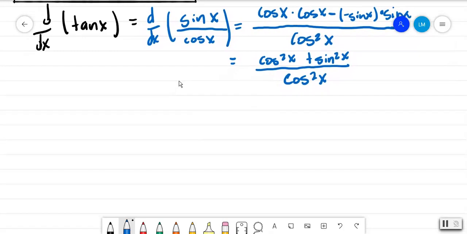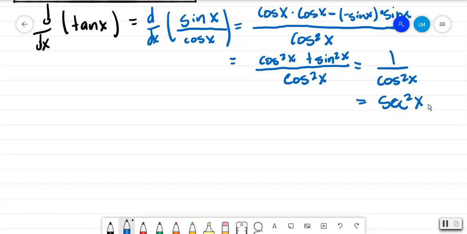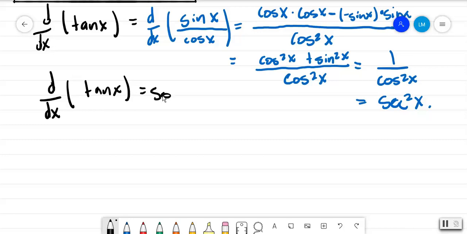So for instance, I know that the sum of the squares, cosine squared x plus sine squared x, is equal to 1, so this is 1 divided by cosine squared x. But that's also equal to secant squared x. So that means that the derivative of tangent of x is equal to secant squared x.